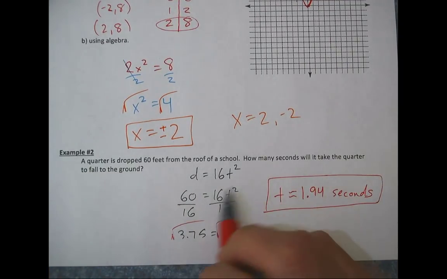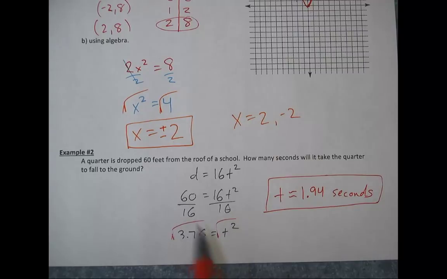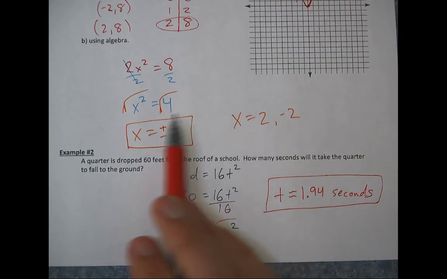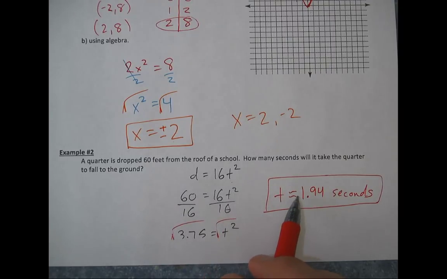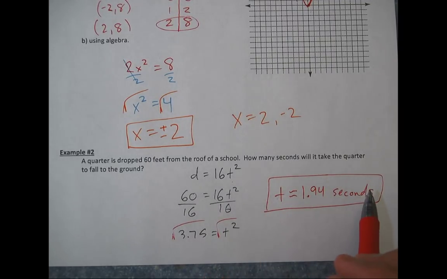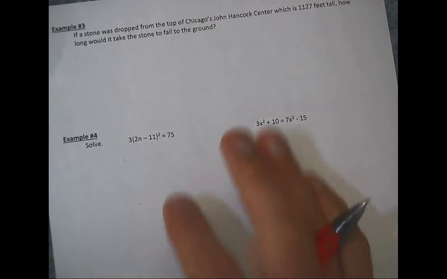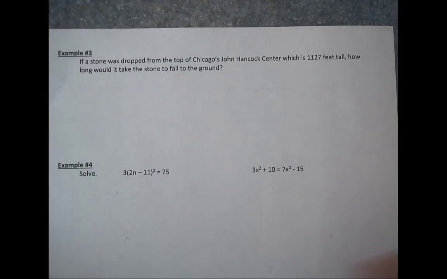Now you may say, well, I thought you said it has to be a positive and a negative. Well, in a general sense it does, but this is talking about t representing seconds. And so can we have negative seconds? And obviously the answer is no. So it also depends on the circumstance that you're dealing with. Sometimes only the positive makes sense. Flip it over. I want you to pause the video and try number 3.